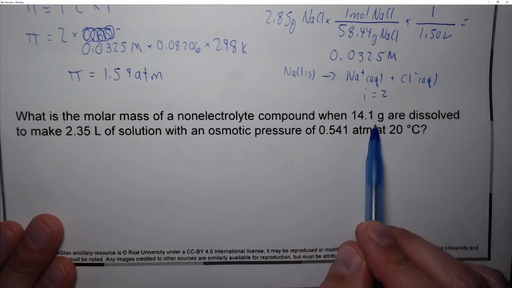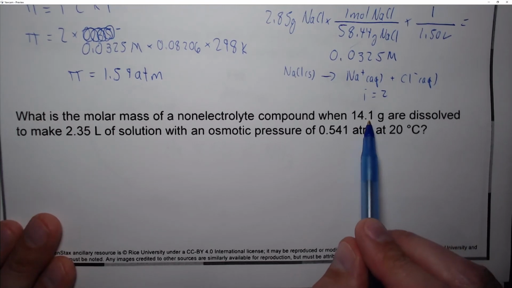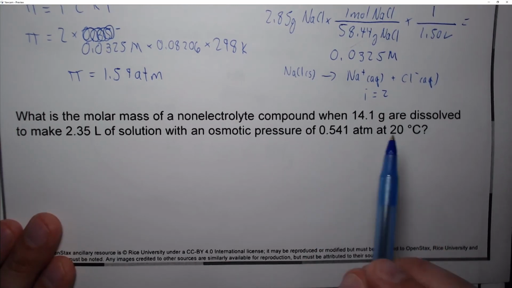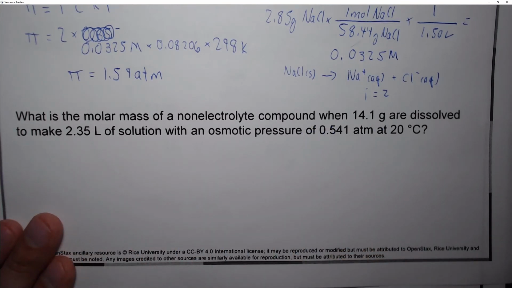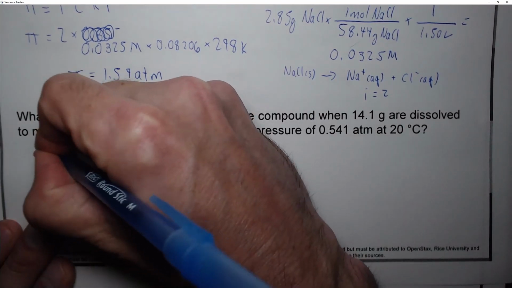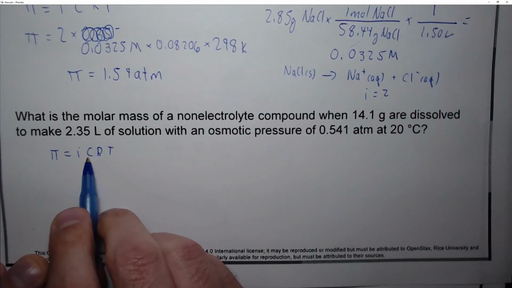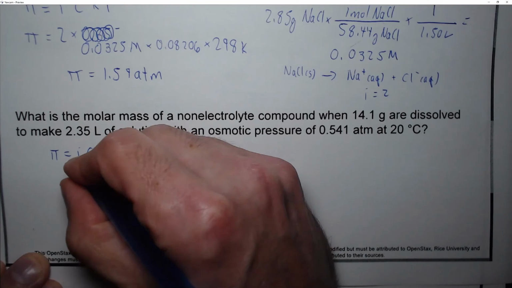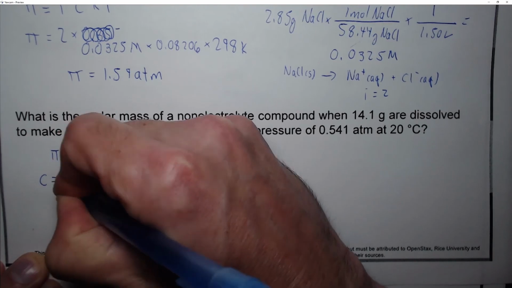The other thing we know is the mass of the compound, and then we know the osmotic pressure and the temperature and the volume. So we now need to make a calculation here in order to find the molar mass. Well, in order to do this, what we need to do is several steps. The first thing is pi equals ICRT. Well, in this case, my variable that I want to find is concentration. So I divide by IRT, and I find C equals pi over IRT.